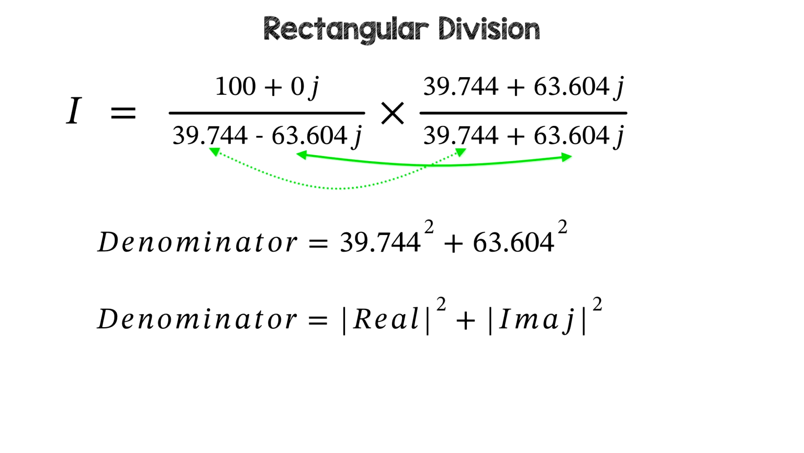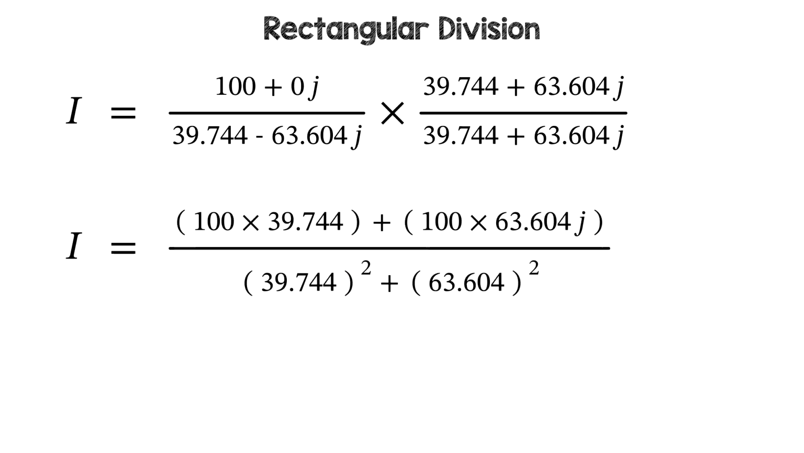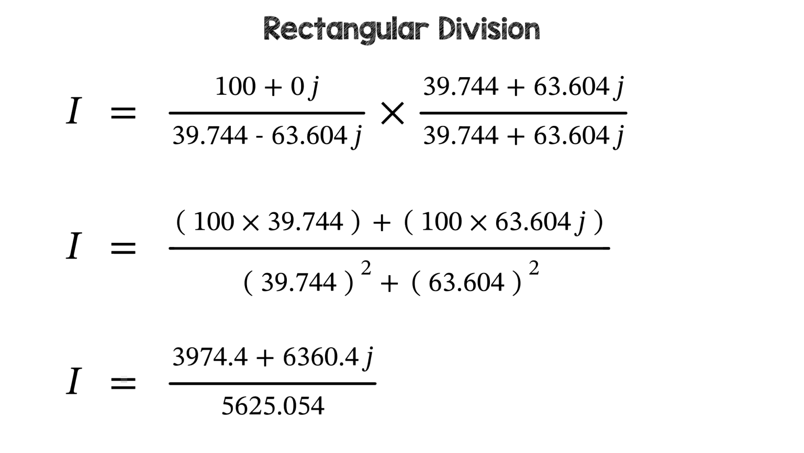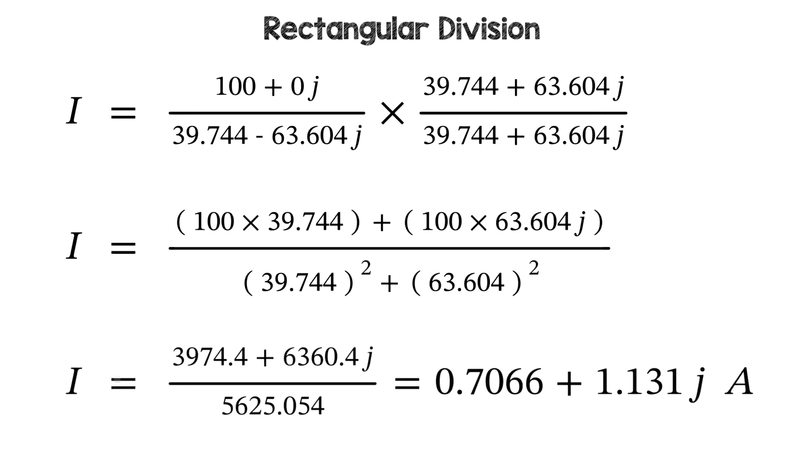So when you multiply by complex conjugates to divide, the overall denominator is just the real part squared added to the imaginary part squared. So multiply out the top, and we've already figured out how to do the denominator. Then we end up with those numbers on the numerator, real and imaginary, divided by a real denominator. And then you just split it up and divide them both by 5,625.054. And that gives us 0.7066 plus 1.131 j amps.